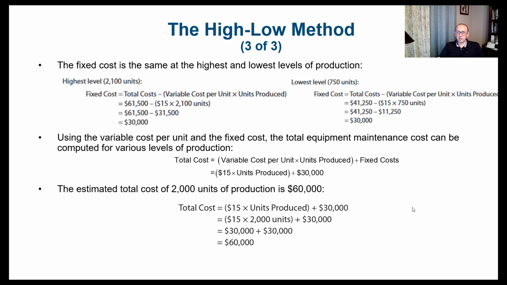Using the variable cost per unit and the fixed cost, the total equipment maintenance cost can be computed for various levels of production. So let's assume that we want to estimate it for 2,000 units of production. We take the 15 multiplied by 2,000 plus the fixed cost portion. So that would be 30,000 plus another 30,000, that would be 60,000 in total.